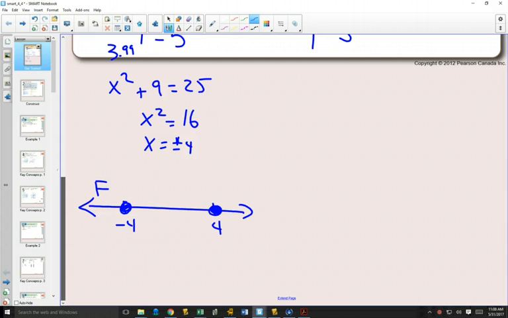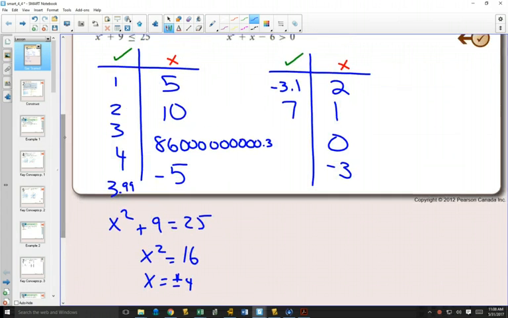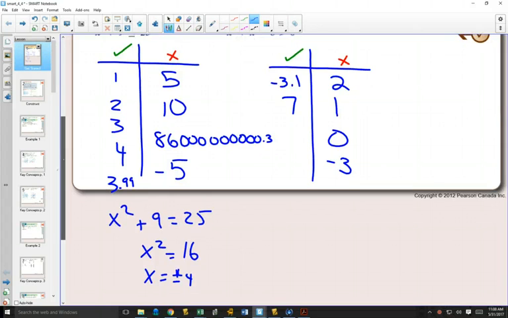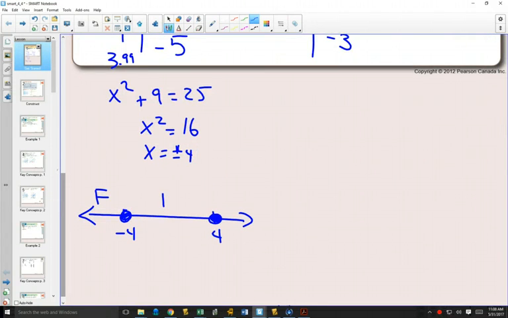Trying anything between negative 4 and 4, well, according to our chart, 1, 2, and 3 work. So everything between negative 4 and 4 is going to be true. And we tried some very large numbers after 4. We found out that this section is false.